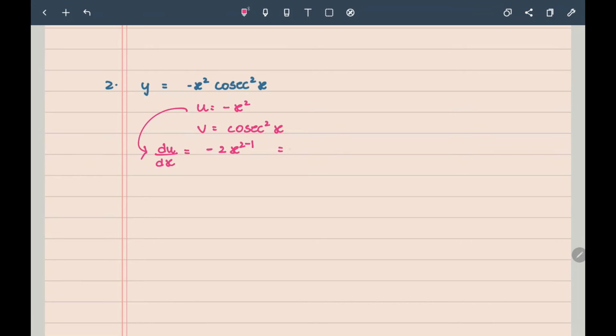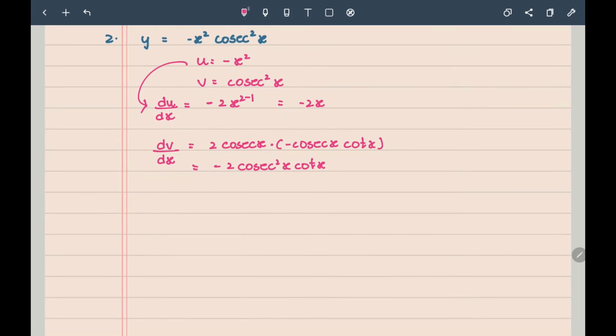So it will be minus 2x. And the derivative of the second term, that is cosecant square x, we can write it as, using the chain rule, we can solve it as 2 cosecant x into differentiation of cosecant x, that is minus cosecant x cot x. The final answer we will get as minus 2 cosecant square x cot x.